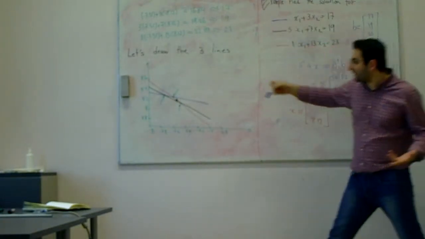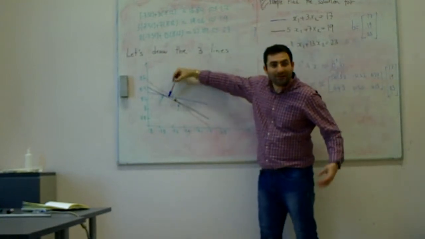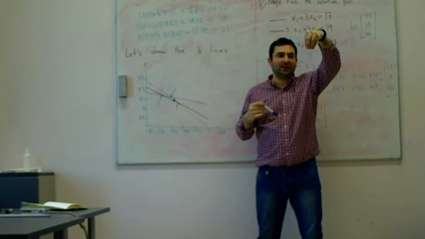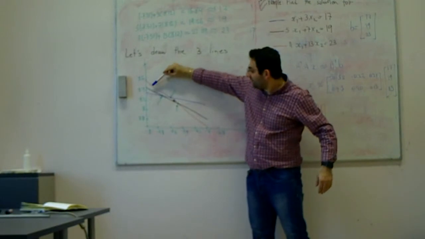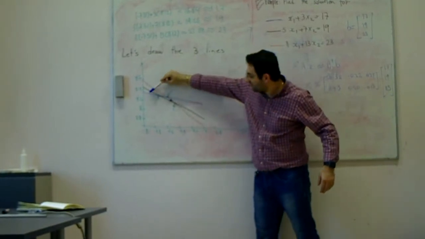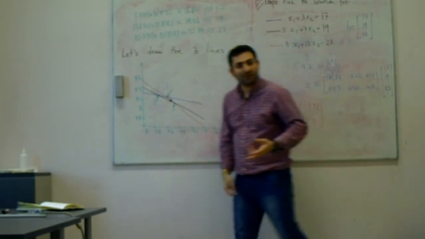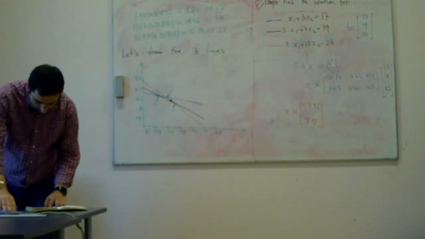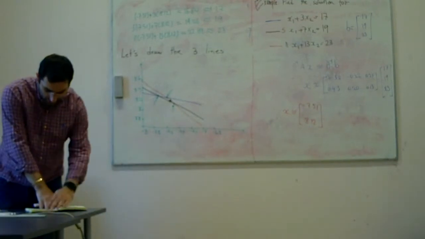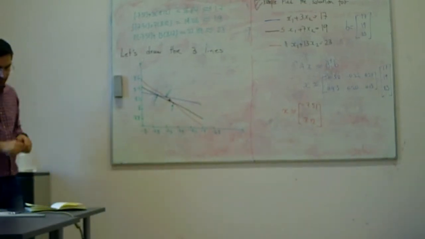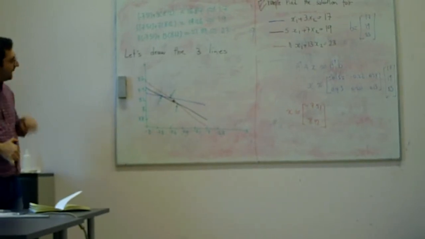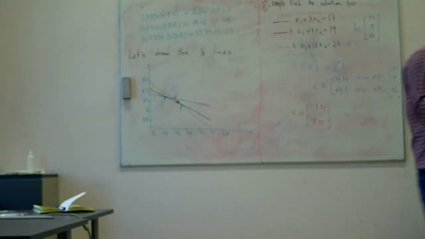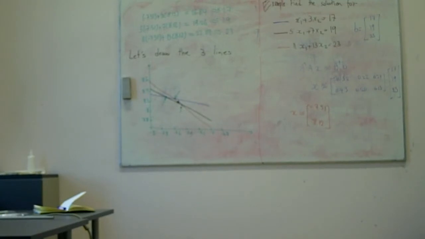We cannot find an answer because there isn't any point which is on all the three lines at the same time. So these two lines have one intersection here, these two lines have one intersection here, and these two lines have one intersection here. So pseudo-inverse is an approximation, and that is why you will not be able to find the inverse.